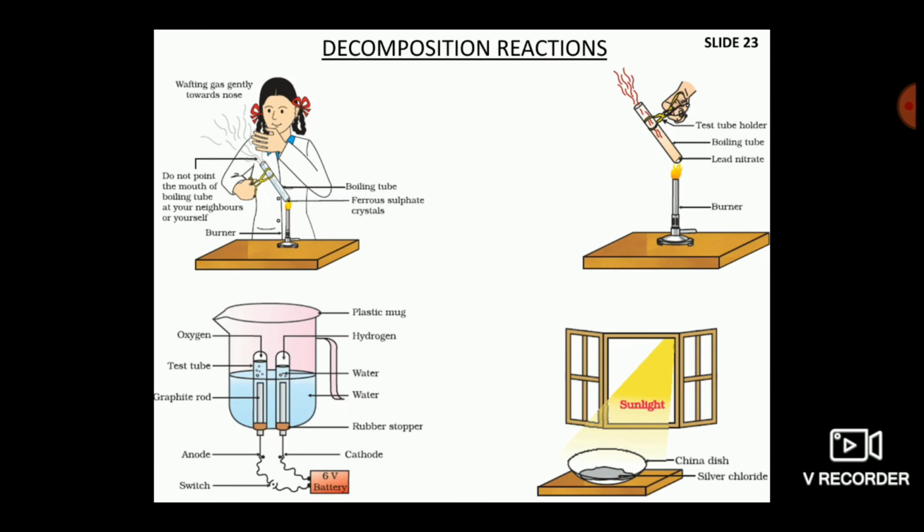The fourth figure depicts the photochemical decomposition of silver chloride. In the presence of sunlight, the colorless or white colored silver chloride salt undergoes decomposition to form metallic silver, which appears gray in color, and chlorine gas. Chlorine gas has a greenish yellow color. Please write down the word equation for the photochemical decomposition of silver bromide and find out the color of bromine gas.